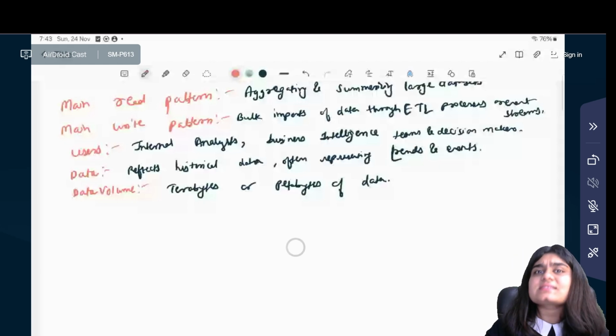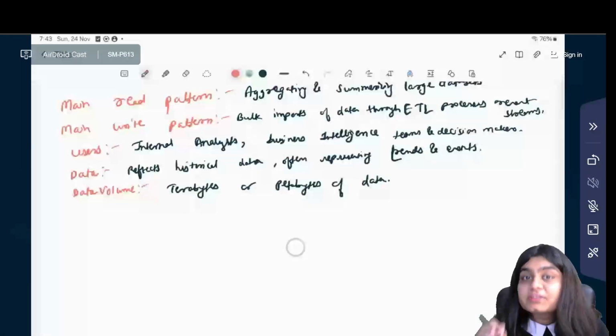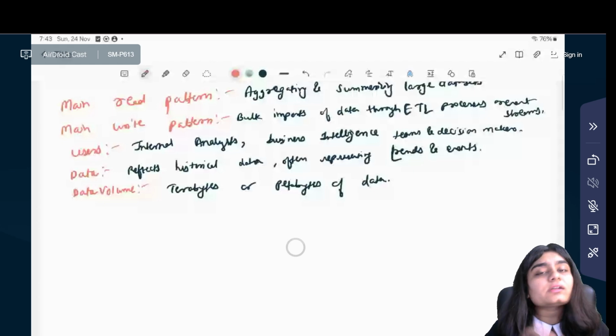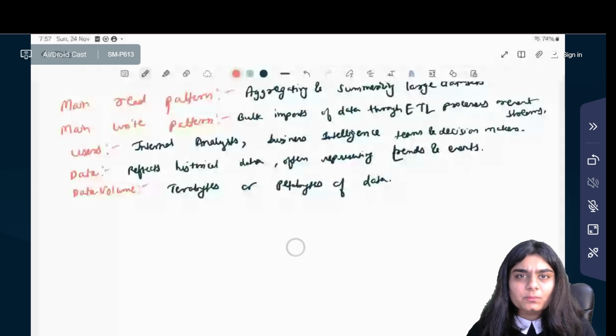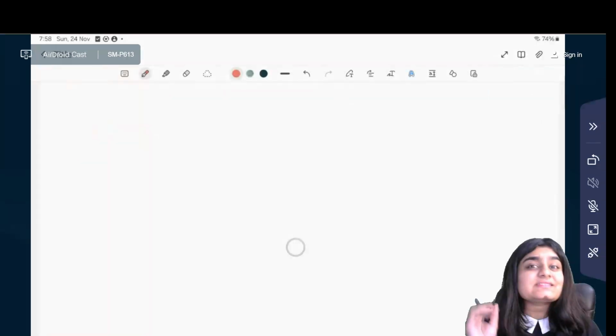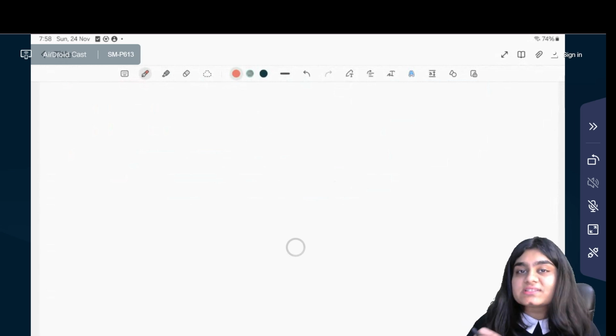And this contrasts with OLTP, where we are more concerned with specific transactional data like a single sale or an order. So now we have discussed OLTP and OLAP. So let's see what is the difference between them. While both systems use the same query language, their architectures and use cases are totally different.